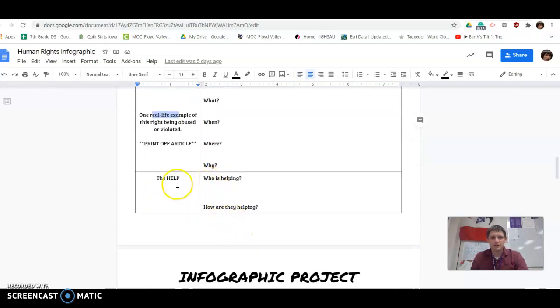And then the third section is the help. So who is helping? This would likely be the NGO, the non-government organization, and how they are helping. So what are they doing to address this particular issue?